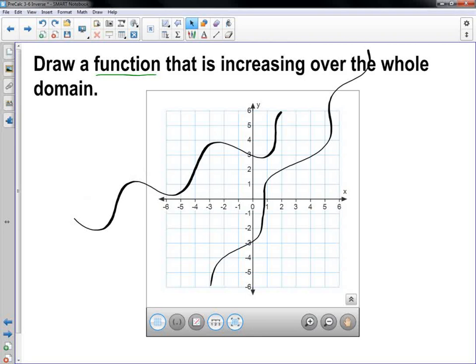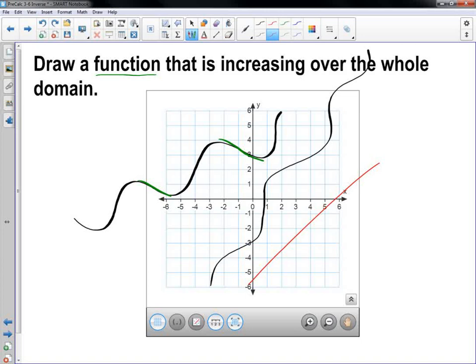Is it one-to-one? But it's not increasing the whole time now, is it? It's decreasing from here. It's decreasing right there. Because it wasn't a function the first way. Could it just go straight? Could it just go like this? So linear? So any linear, it seems like, would be, unless it was horizontal.